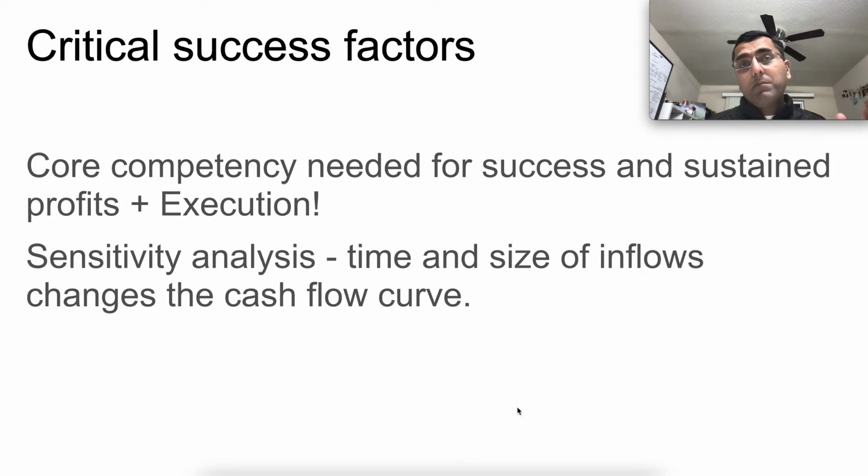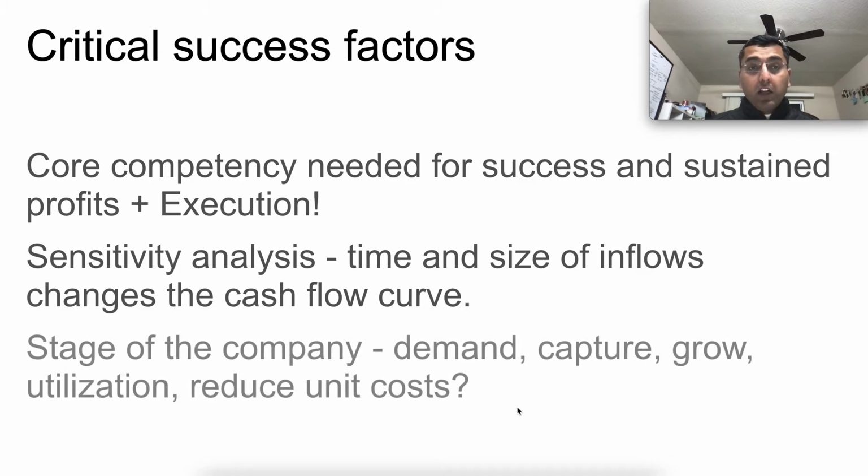You might need a certain time and size of investments upfront, or you might be okay with staggered investments. You need to be very, very clear. What is your sensitivity analysis for the size of the company that you're in, the stage of the product life cycle you're in? You probably want to capture growth at this point. You probably want to take it easy and actually perfect your product. Or you want to, as a big company, improve your utilization or reduce your unit cost. So you need to understand what is critically successful for you at this stage in your company. Having that self-awareness of what the success factors are for me, my company and my team, that's very important.